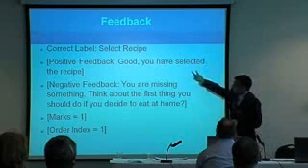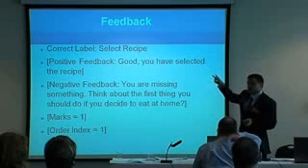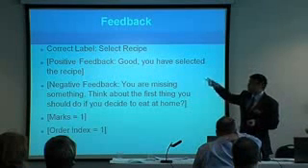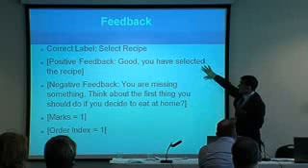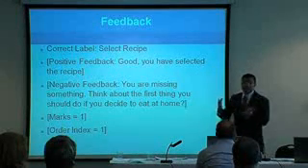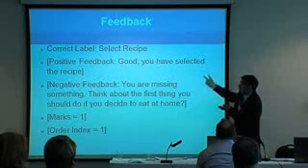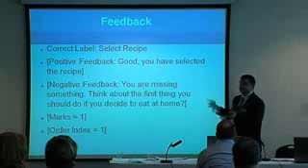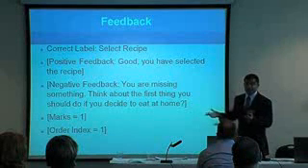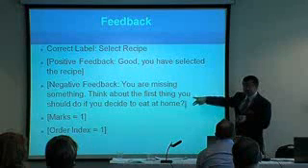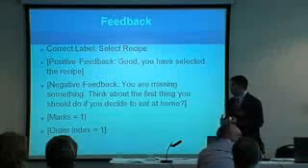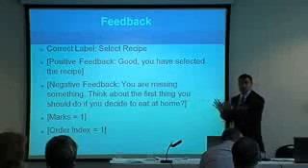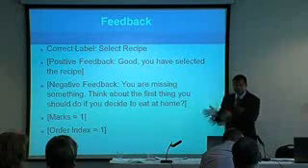So for example, for the select recipe label, if the label in the model solution is select recipe, one of the positive feedbacks could be, and I have just made these up, but the lecturers can tailor them of course, "Good, you have selected a recipe, now you should do something else." The negative feedback could be, "You are missing something, think about the first thing you should do before you decide to eat at home," so as to point them in the right direction.